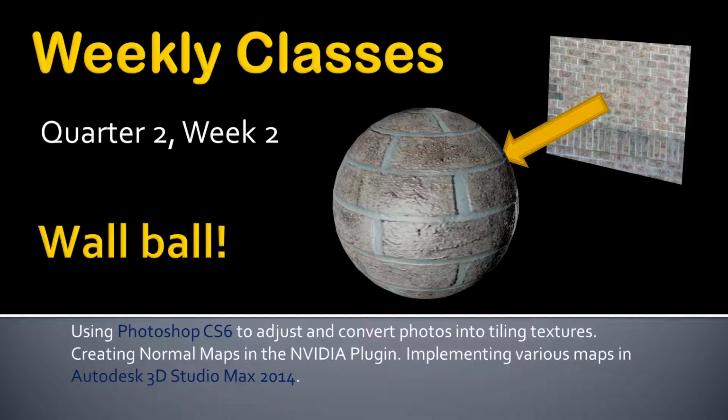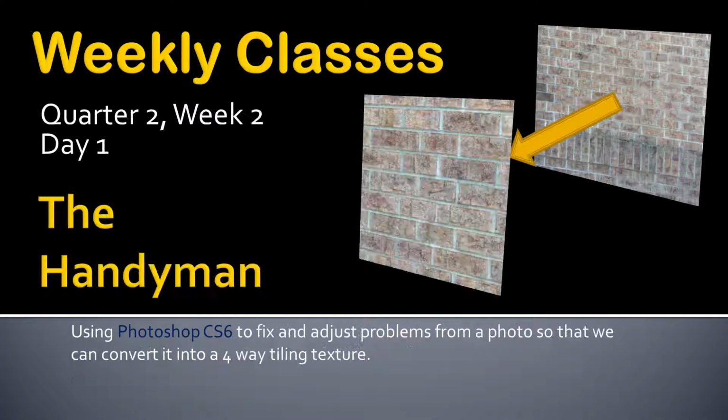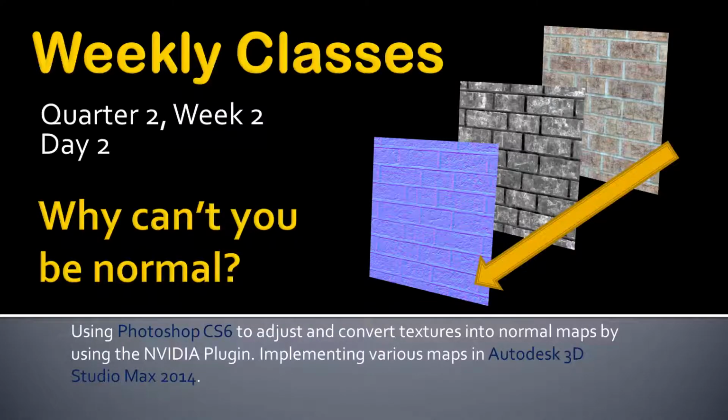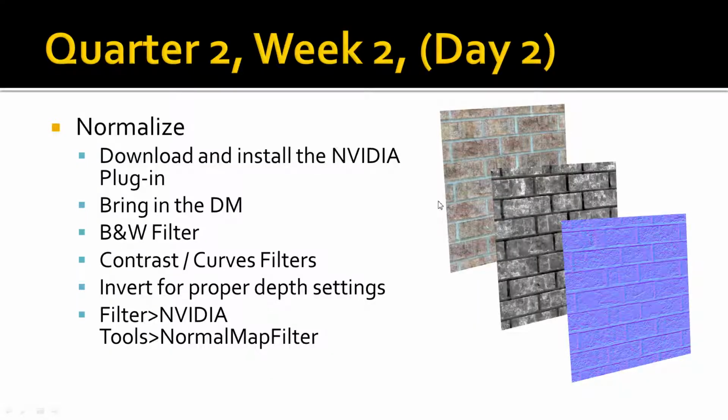Alright, so day 1, we took the image from the outside part of the school, and then we turned it into a tileable image, so it tiled 4 ways. Then yesterday, we took that original image, converted it to a black and white image, then inverted it so we had black as the inset color, and then we converted that into a tileable normal map. Just like that.